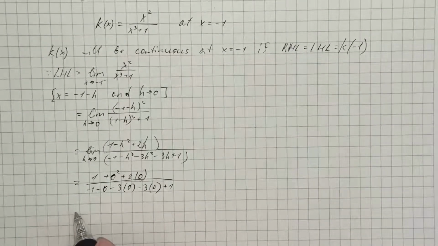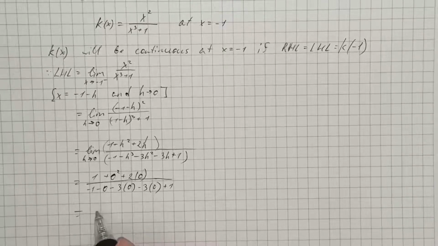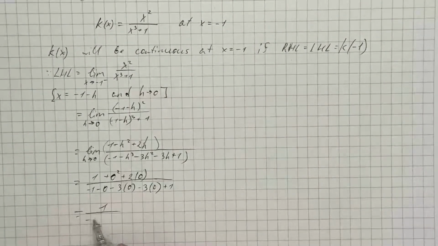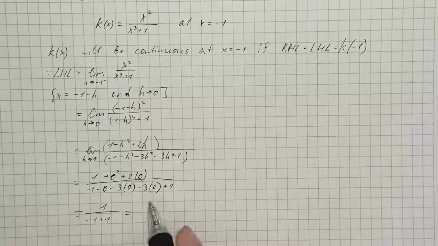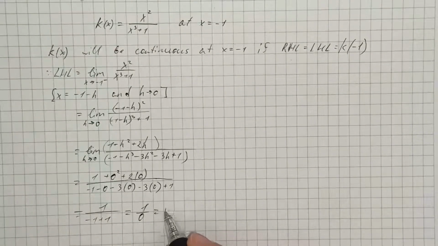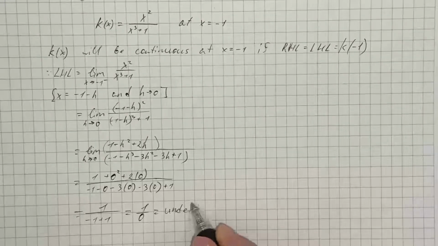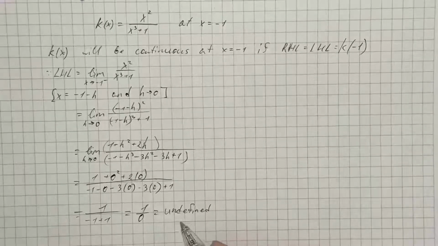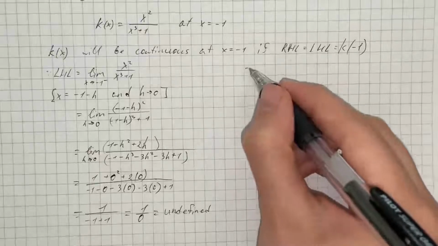Therefore we get 1 over -1 plus 1, which is gonna be 1 divided by 0, and we get that our left hand limit is undefined. Now we're gonna find the right hand limit.